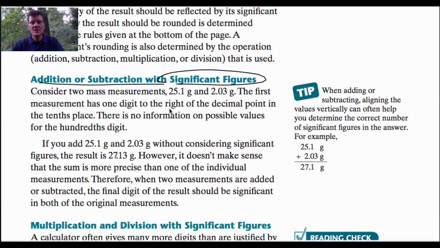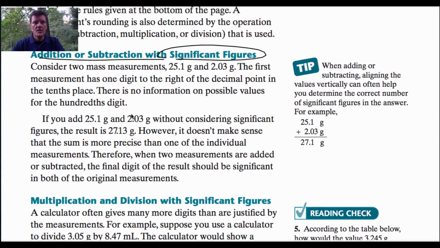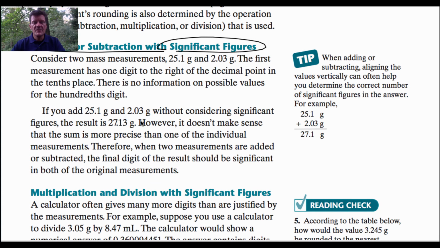If you are going to add or subtract with measurements, you can't add or subtract numbers and then have your answer be more precise than your measurements. Okay? So what you do is this. You have to make sure that you line up your numbers like this. Okay?